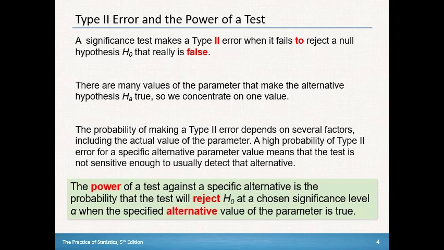So again, let's just read through this again. The power of a test against a specific alternative is the probability that the test will reject the null hypothesis at a chosen significance level alpha when the specific alternate value of the parameter is actually true instead of the null hypothesis, instead of the hypothesized value of the parameter in our test.